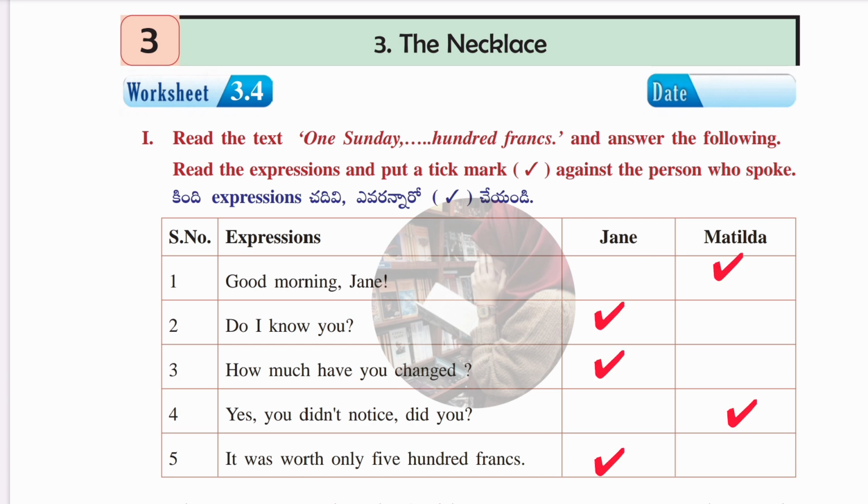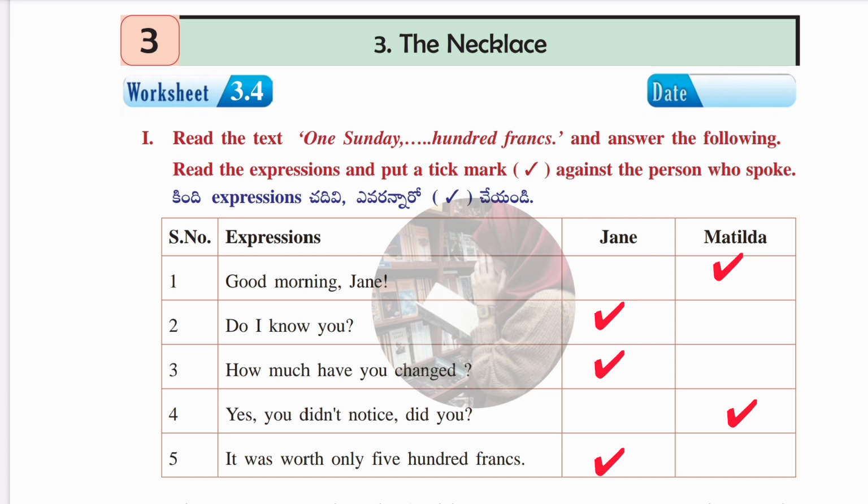Let's see. First one is 'Good morning Jane', said by Matilda, that's why tick mark there. Second one is 'Do I know you', said by Jane, so put the tick under Jane. Third one, 'How much you have changed', said by Jane. Fourth one, 'Yes, you didn't notice, did you?', said by Matilda. Last one, 'I was worth only 500 francs', said by Jane.